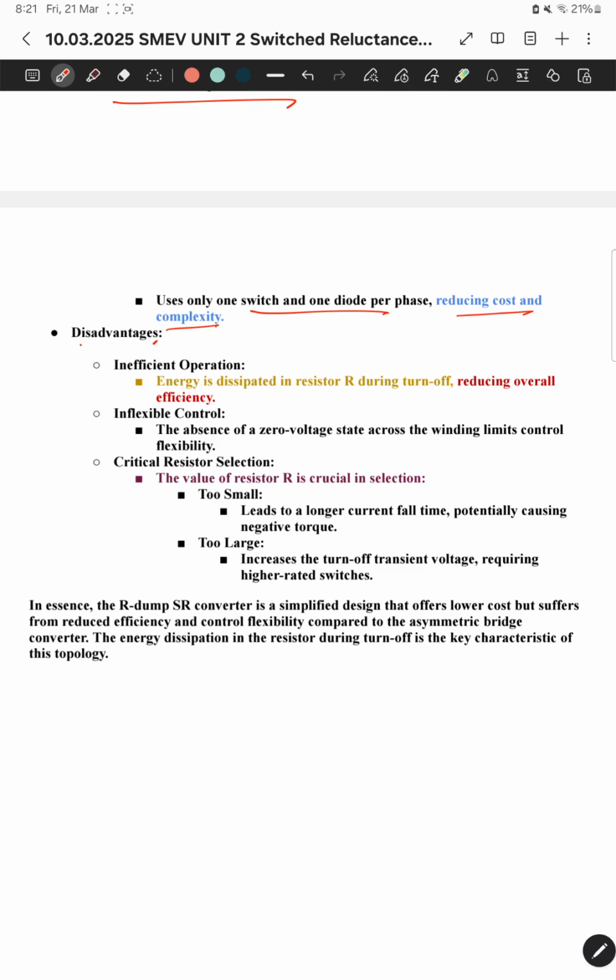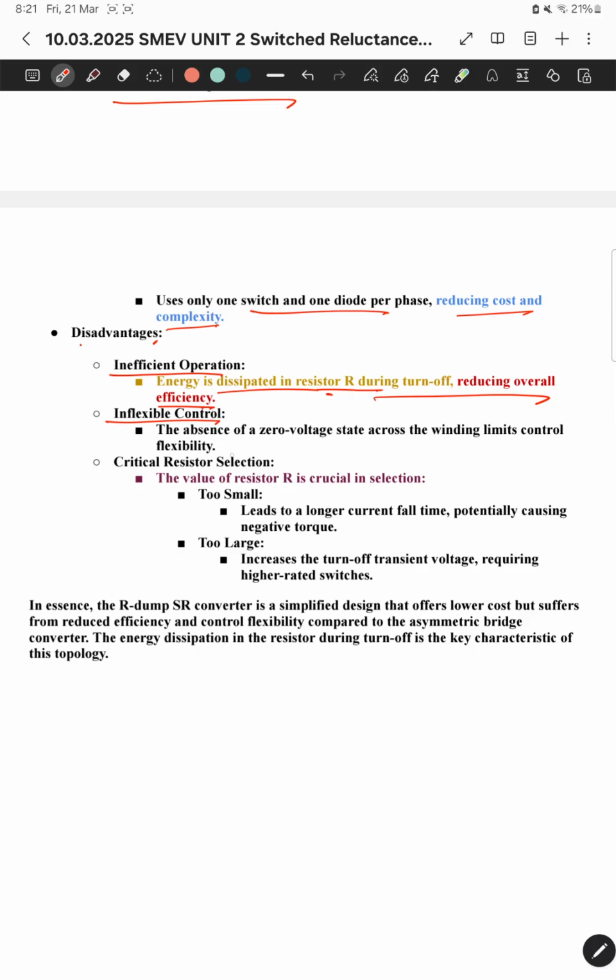And what are the drawbacks here? Inefficient operation. That means the energy is not being utilized. Whatever energy has to be regenerated is completely wasted in terms of dumping. As we throw our waste into the dump yard, similarly the energy is dissipated in the resistance, reducing the overall efficiency.